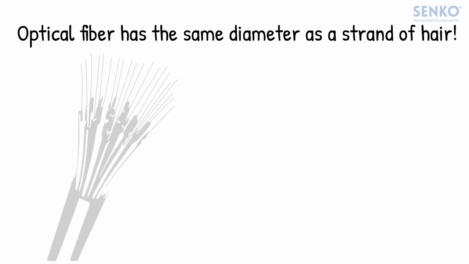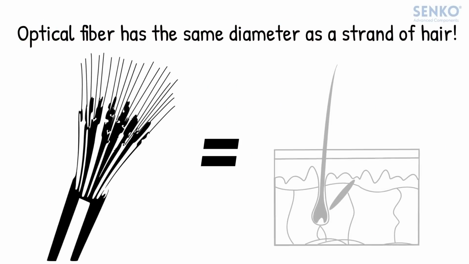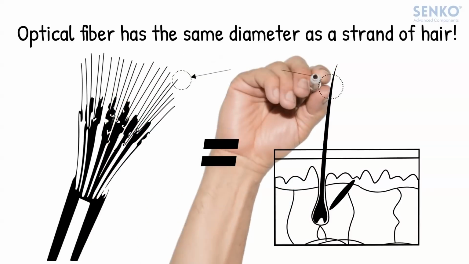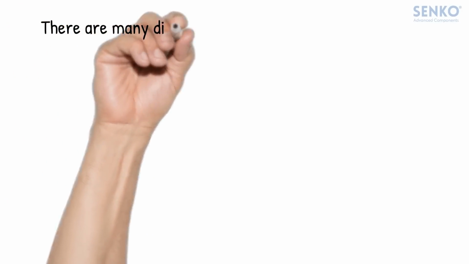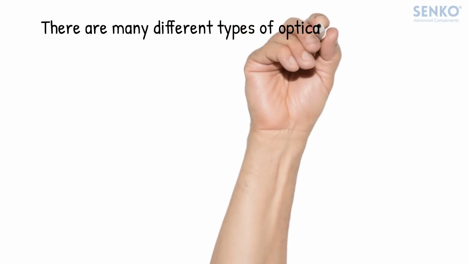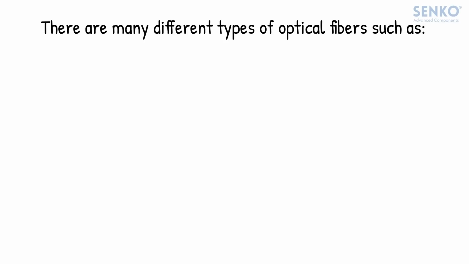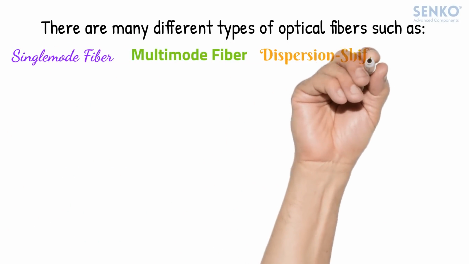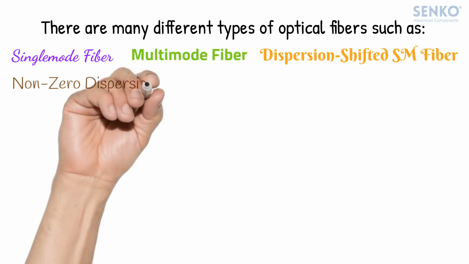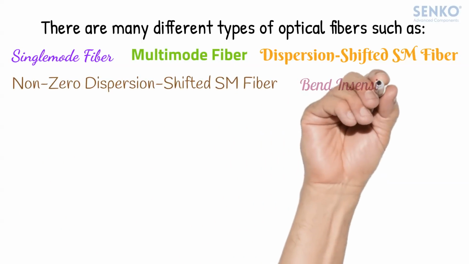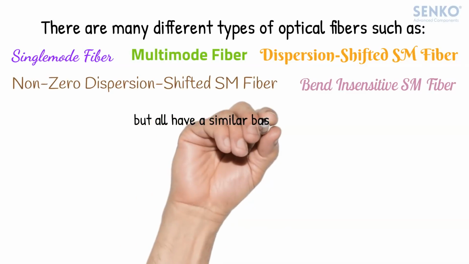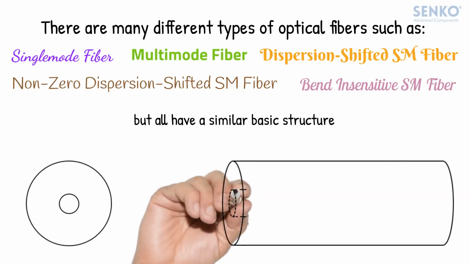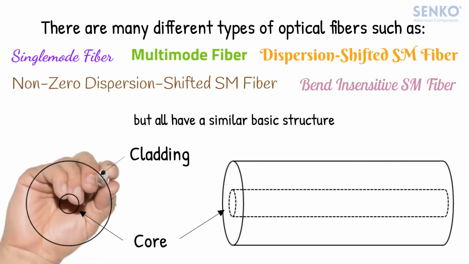Basically, an optical fiber is a very thin strand of glass about the same diameter as a strand of hair. Pretty impressive, isn't it? To the naked eye, all optical fibers may look the same. However, that's not the case. There are many different types of optical fibers, each with their own specific application. Some examples are the single-mode fiber, multimode fiber, dispersion-shifted single-mode fiber, non-zero dispersion-shifted single-mode fiber, and bend-insensitive single-mode fiber. All of them have a similar basic structure, which is a core in the middle and a cladding around it.